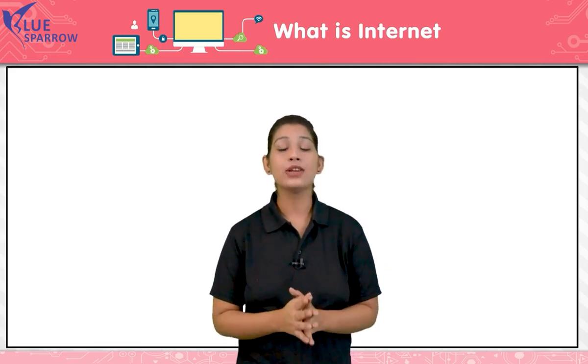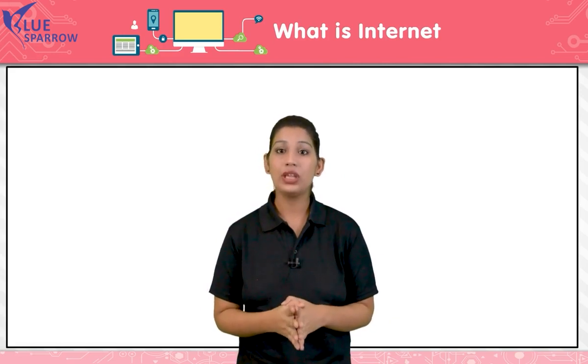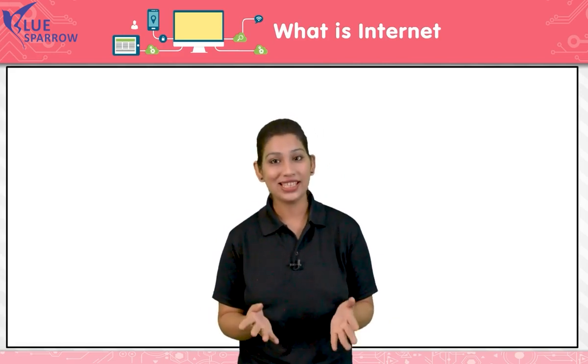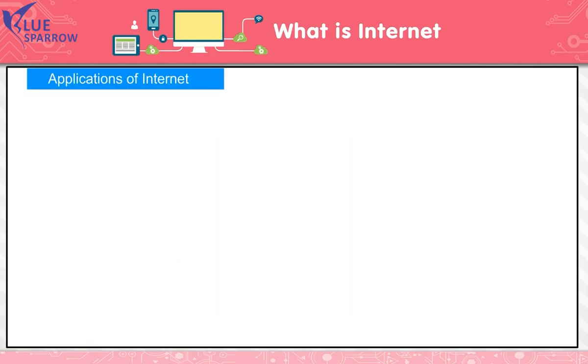Internet is a very important aspect of our life today. Let us understand what is Internet and what are the various things we can do with the help of Internet. The Internet is an integral part of our everyday life. In simple terms, it is a network of interlinked computers worldwide which is accessible to the general public. These interconnected computers work by transmitting data through IP or Internet Protocol.